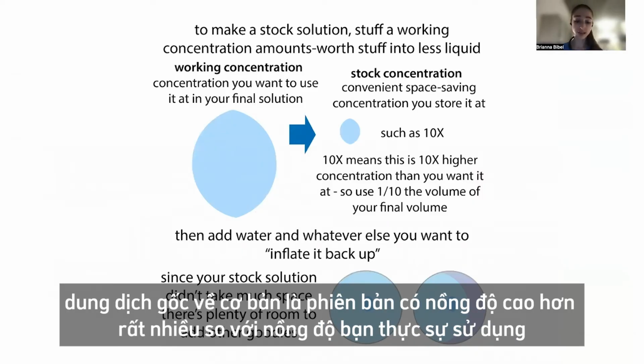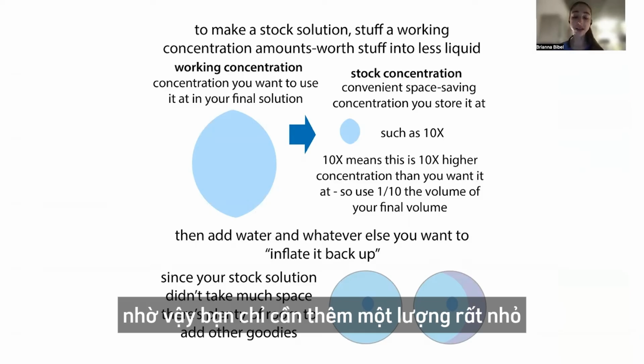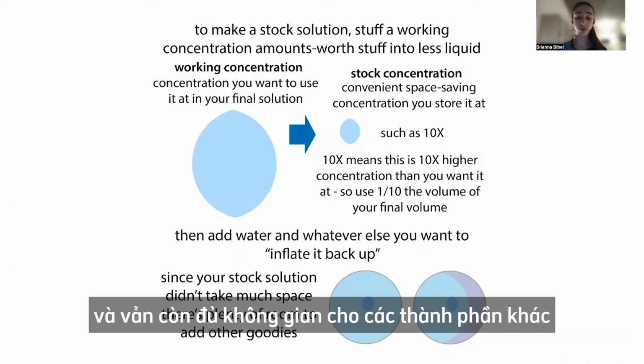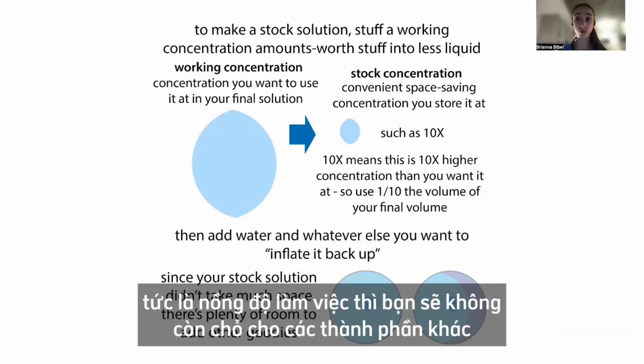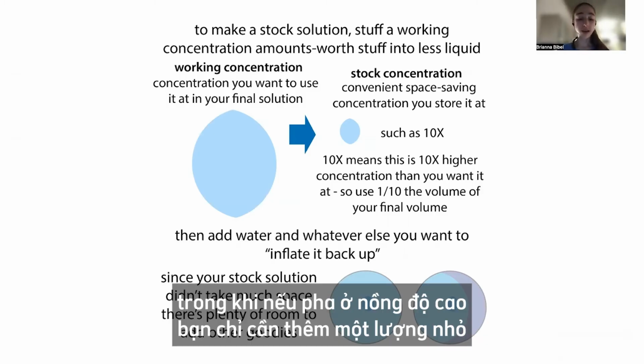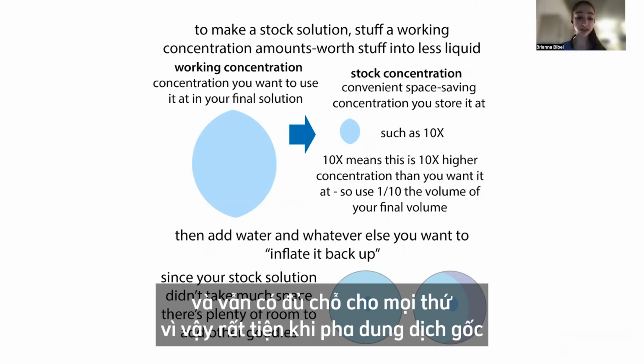So a stock solution is basically just a version of what you want to use that's way more concentrated than you would actually want to use it at. This way you can add just a small amount of it, and you have plenty of room for other things. If you were to make an antibiotic solution at the concentration you wanted to use it at, what you'd probably call the working concentration, then you wouldn't have room for anything else. Whereas if you make a high concentration, you just have to add a little, and then you have plenty of room for everything else.